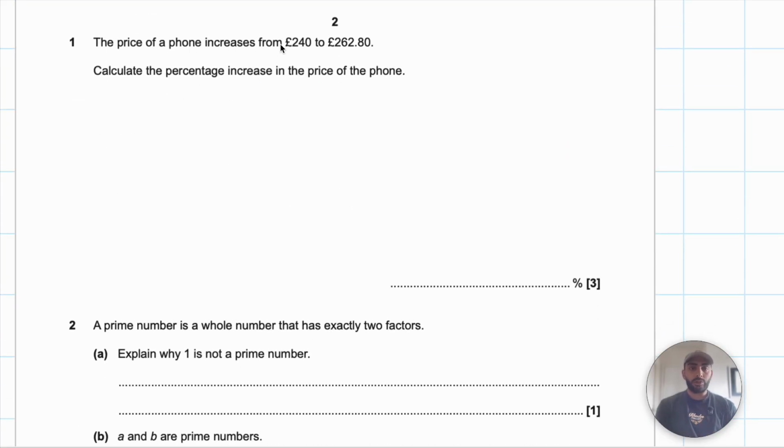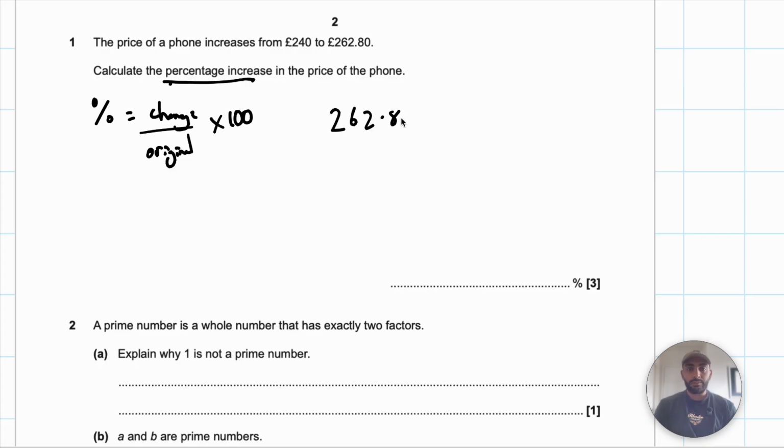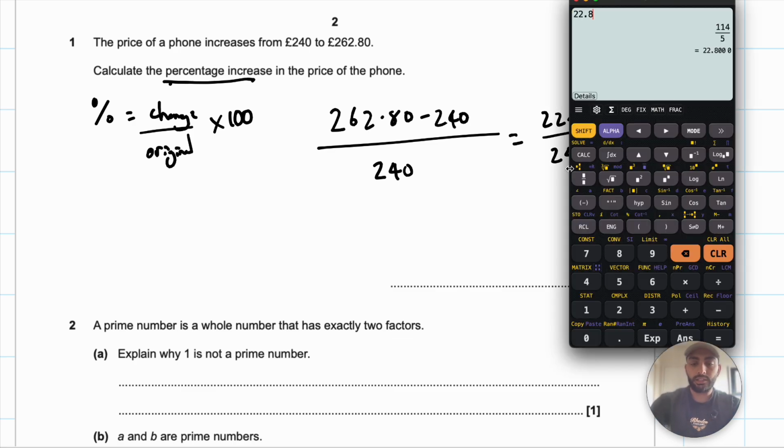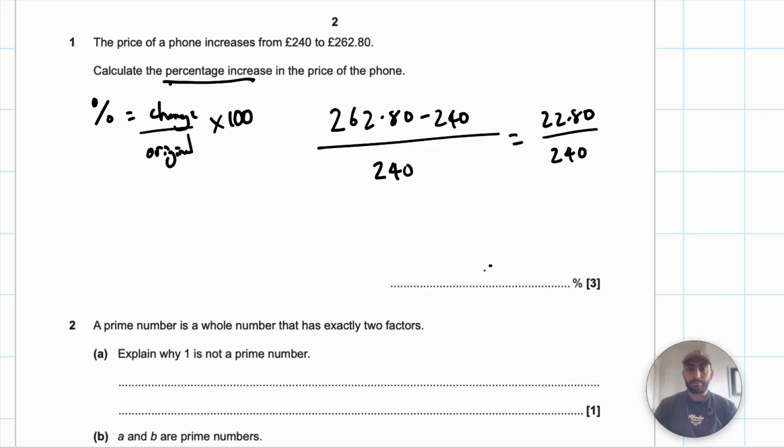Question 1. The price of a phone increases from £240 to £262.80. Calculate the percentage increase in the price of the phone. To work out percentage increase, we need the change divided by the original multiplied by 100. Here, the change will be £262.80 take away 240, divided by the original, which is 240. That would just leave me with £22.80 over 240. £22.80 divided by 240 multiplied by 100 gives me 9.5%.